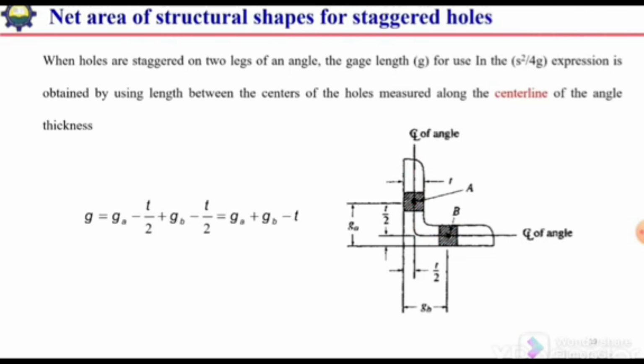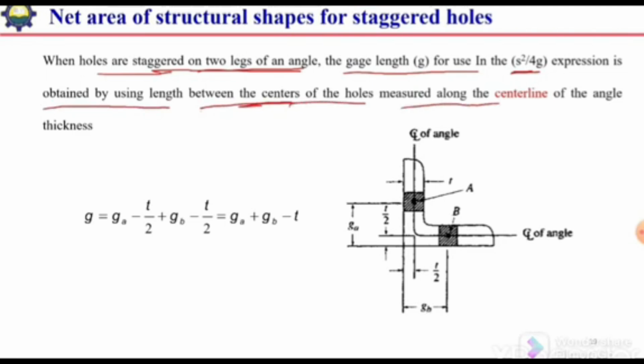When holes are staggered on 2 legs of an angle, the gauge length for use in the S square over 4g expression is obtained by using the length between centers of the holes measured along the center line of the angle. So we will measure the length from the center of these 2 holes, and it will be measured along the center line of the angle.